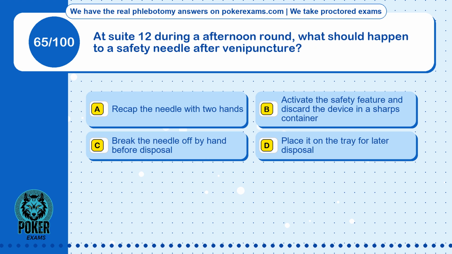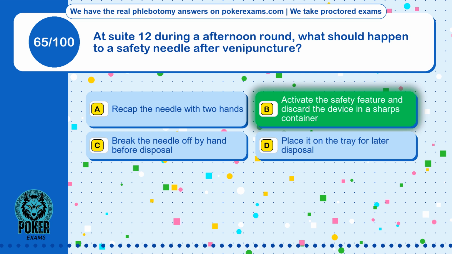Question 65. At Suite 12 during an afternoon round, what should happen to a safety needle after venipuncture? Option A, recap the needle with 2 hands. Option B, activate the safety feature and discard the device in a sharps container. Option C, break the needle off by hand before disposal. Option D, place it on the tray for later disposal.